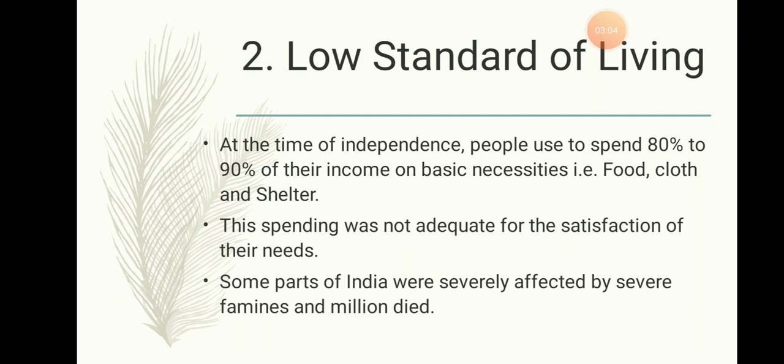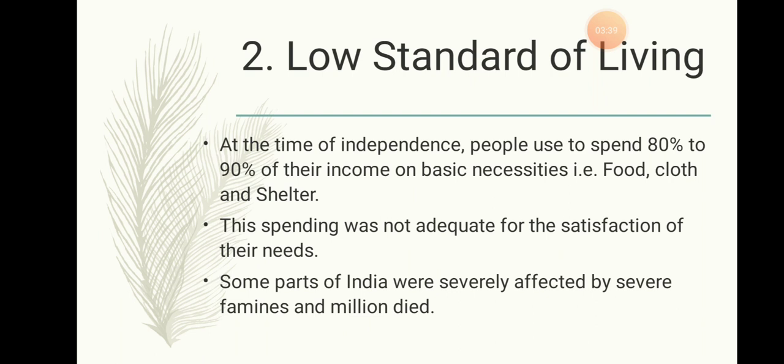Why were they spending 80 to 90 percent of their income? Just because at that point of time there was not much income. So the major percentage was spent, maybe to purchase food grains, or clothing, or for the maintenance of their house. But this spending was not adequate for the satisfaction of their needs. They couldn't renovate their house, they couldn't purchase good food to consume, or they didn't have good clothes to wear. So the satisfaction level was very low.